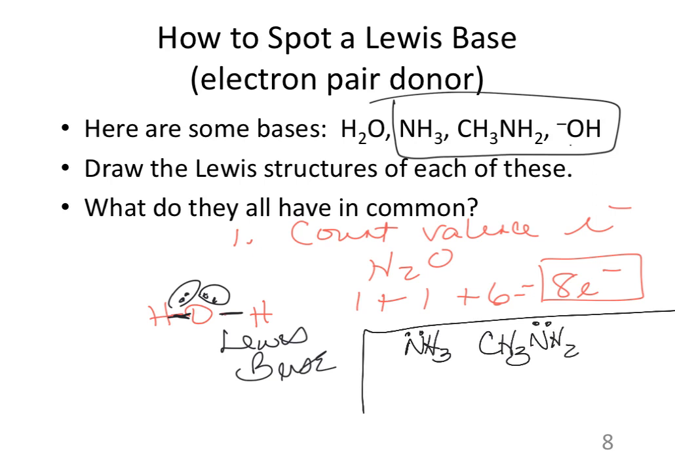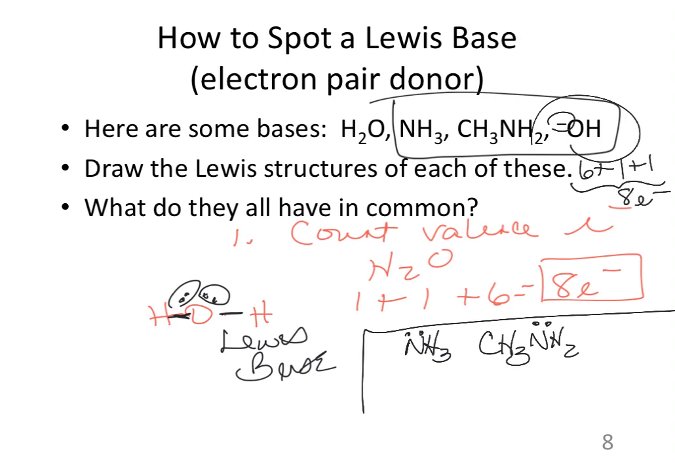Now, OH minus, you've got to be a little bit careful. Let's take a minute on that. Oxygen has 6 valence electrons. Hydrogen has 1. But then the negative charge tells us we have 1 extra electron, so I have to add that on. So I still have 8 valence electrons just for the OH.